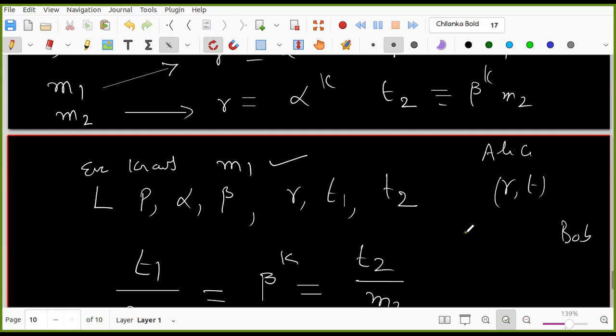Alpha, beta, P are public, which means they are available on Bob's website. Alice will download alpha, beta, P from Bob's website, and she herself chooses some K and computes R and T in general. But here I told that there are two messages, M1, M2. So she will compute R, T1, T2 using the same random key K. And once one of the messages is known, it is easy to know the other message. That is the problem here.